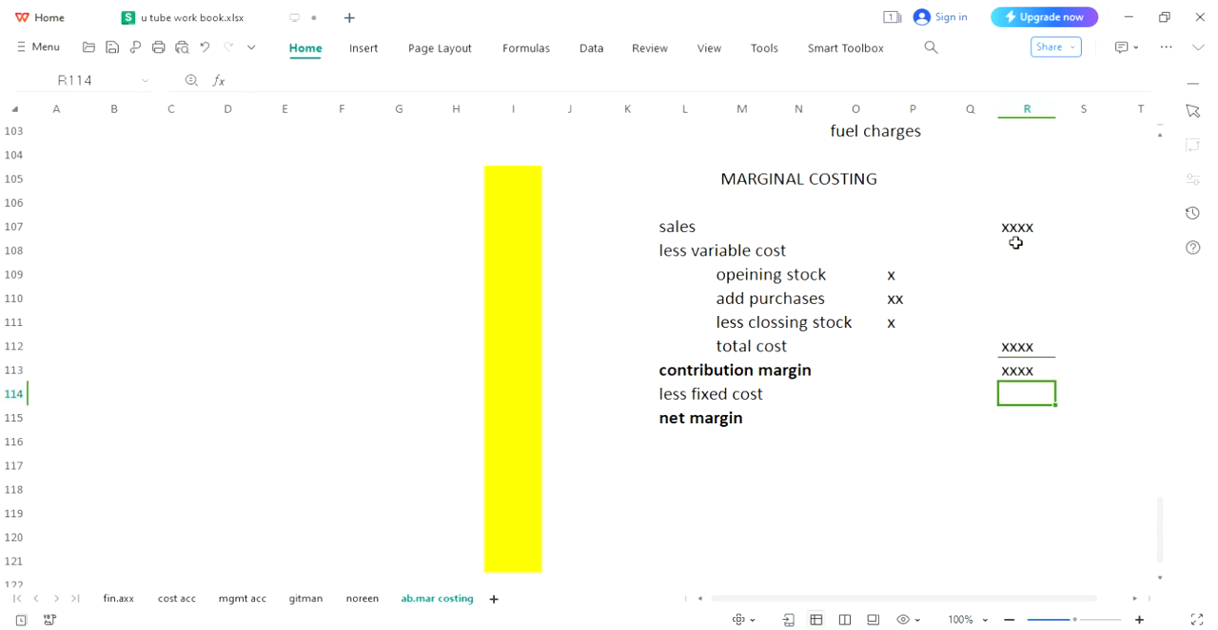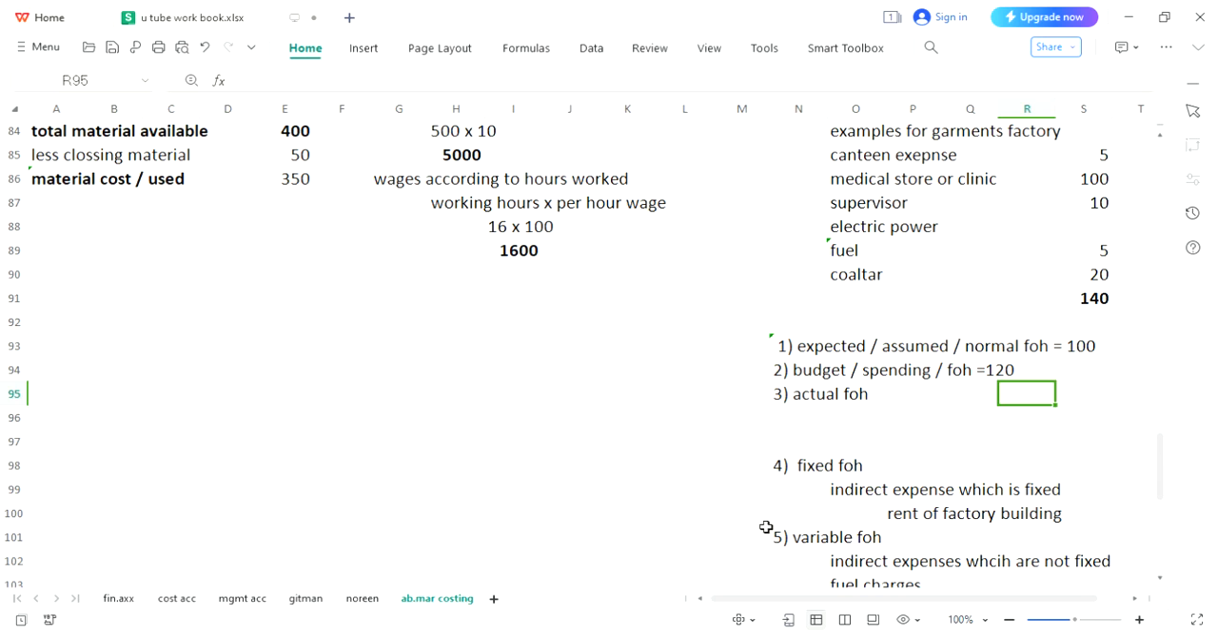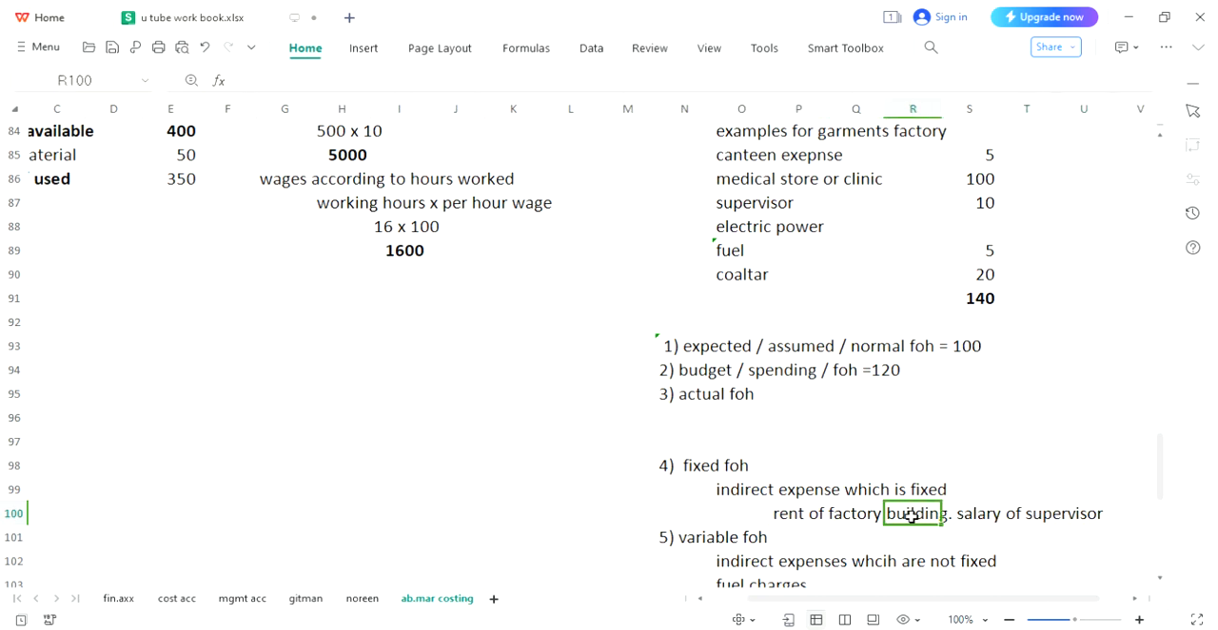And finally, the fixed cost you have discussed, fixed FH which never changes. Sometimes in a question the word fixed will not be used, and you will have to judge according to the concept. As I gave you the example of rent of factory building, another example is salary of supervisor. This would also be fixed. So there are two examples we have discussed: rent of factory building and salary of supervisor, and there are several others.